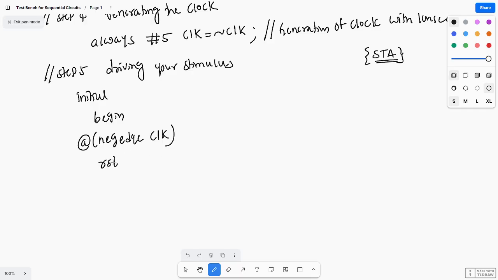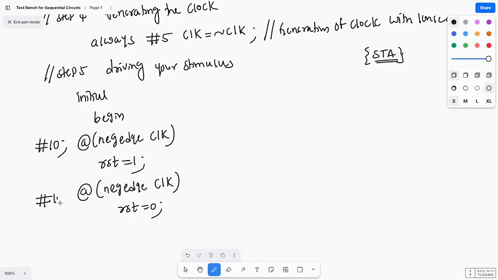First you are applying the reset. Reset equal to 1, so first you need to reset your design. You are giving the test cases only. At negedge of clock, reset equal to 0. In place of negedge you can give the delay also, suppose hash 10. Or you can use at the rate negedge of clock.